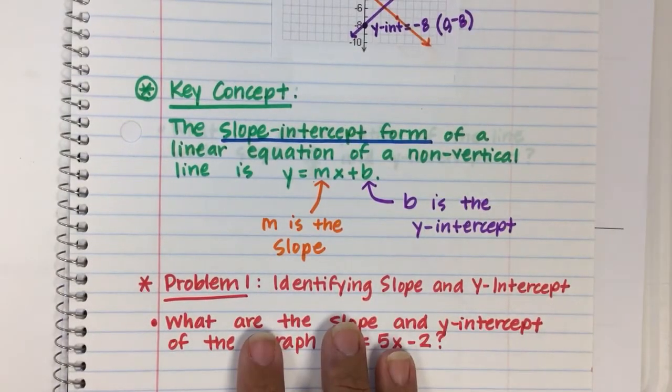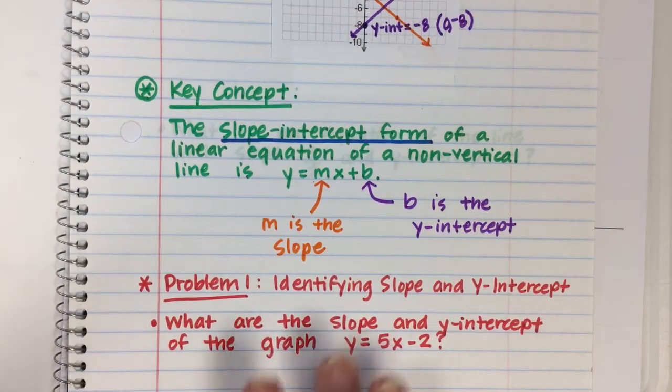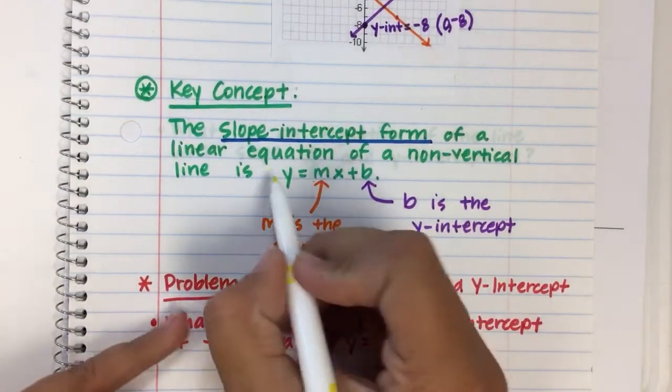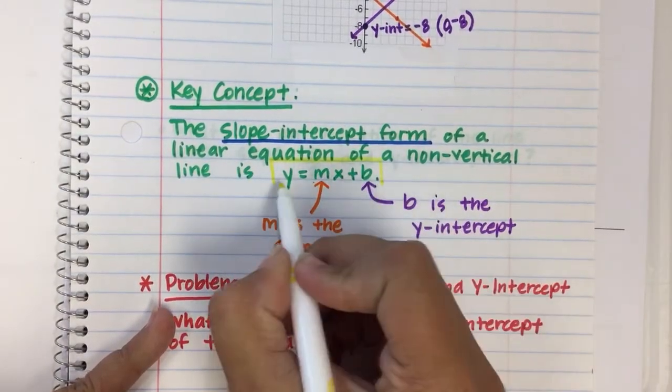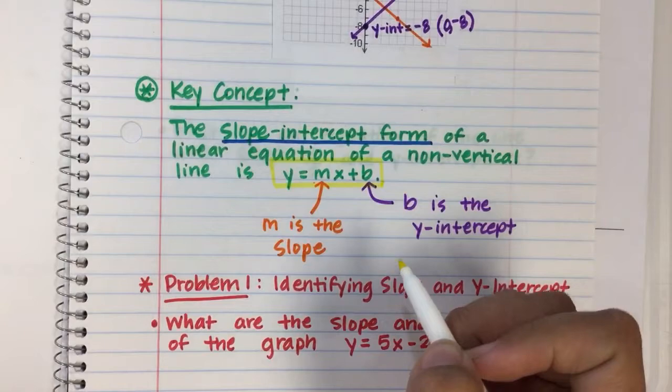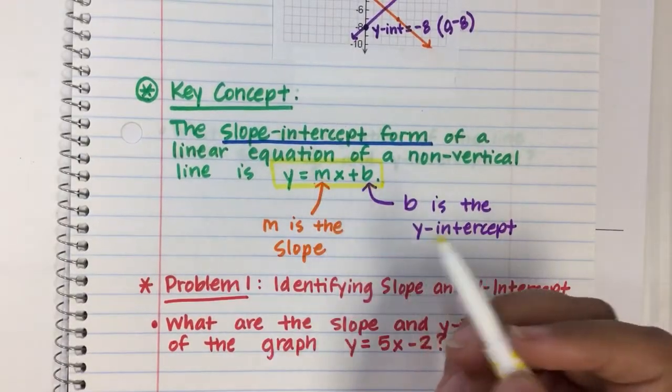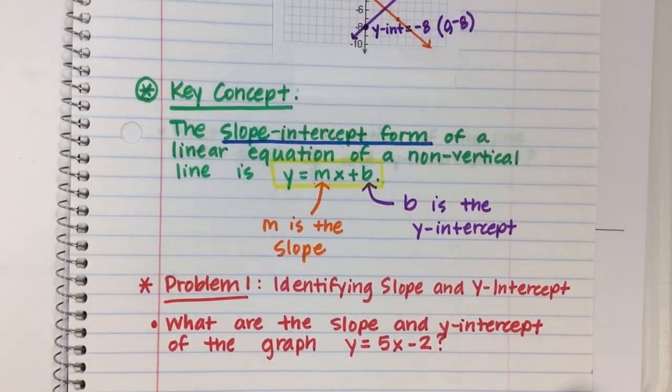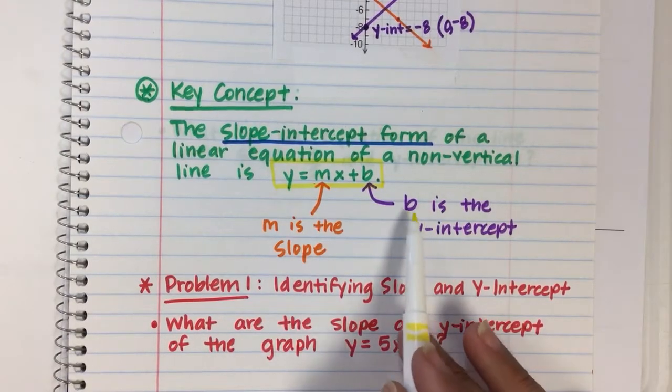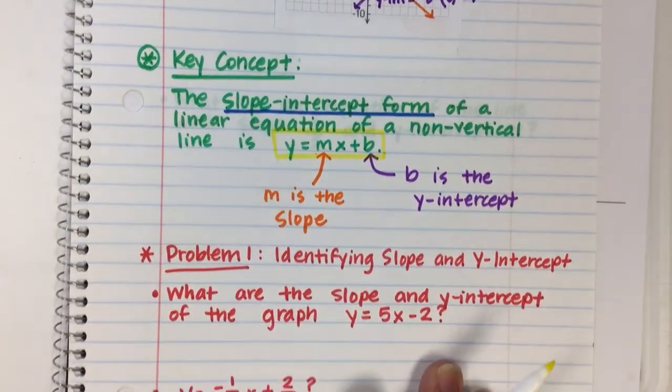The slope-intercept form of a linear equation of a non-vertical line is y is equal to mx plus b, where m is always the slope and b is always the y-intercept. That's something you have to memorize. Y is equal to mx plus b. M is the slope, b is the y-intercept.